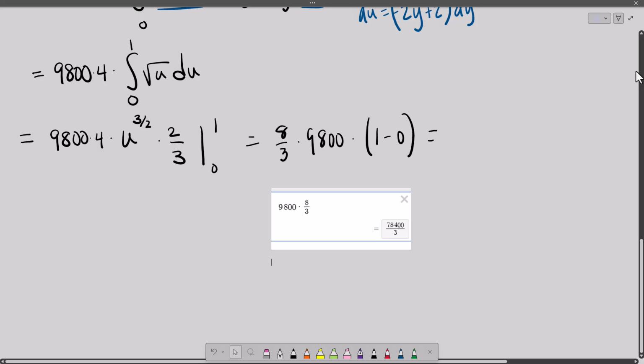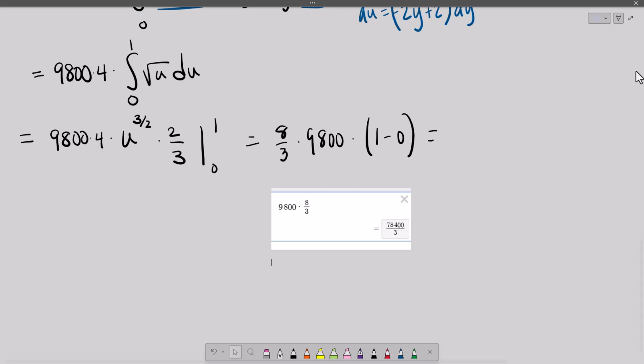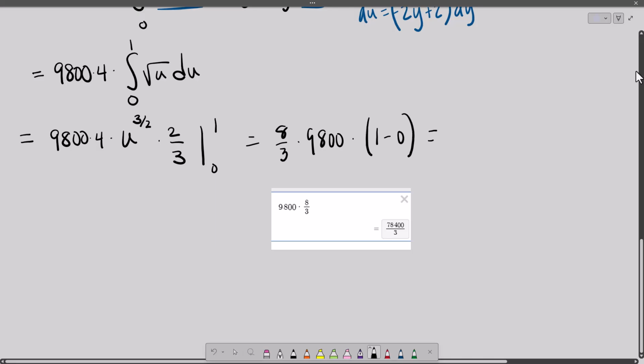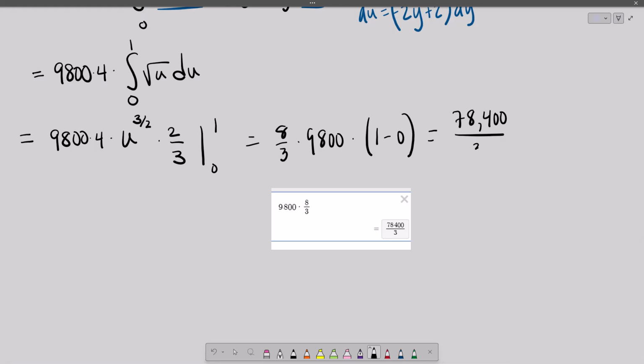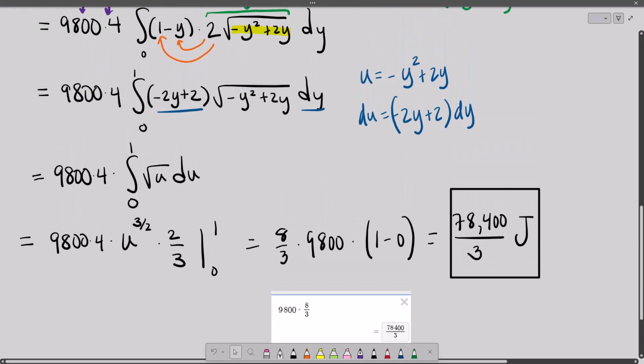So once again, we're dealing with an application that has units. So we need to put units on our answer. So we're going to end up with 78,400 over 3 joules, or newton meters, either one. Questions?